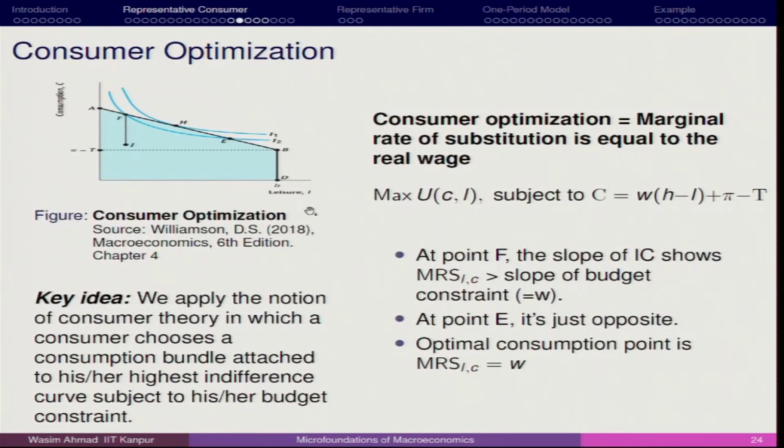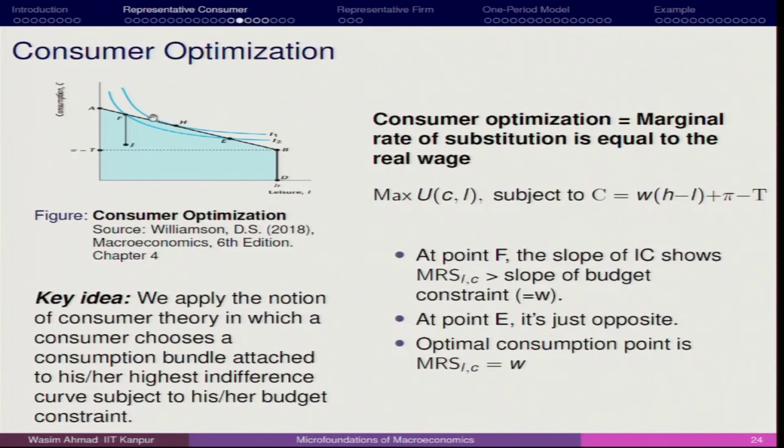Then we work out the consumer optimization case, that what will be the level of optimization for this representative consumer. If we have defined the representative consumer with a well defined budget constraint, which has a well defined indifference curve, can we have the equilibrium level where we can say that this representative consumer is optimally better off here? This we are trying to investigate now. So here we have the consumer optimization. What is that? The MRS LC, that marginal rate of substitution, is equal to the real wage. So this is how it is looking like.